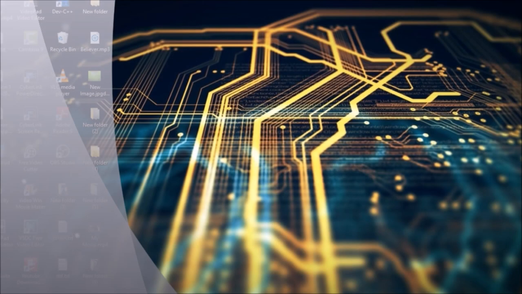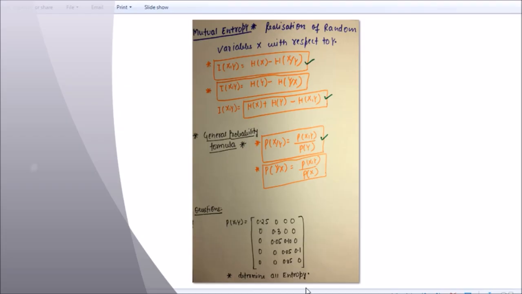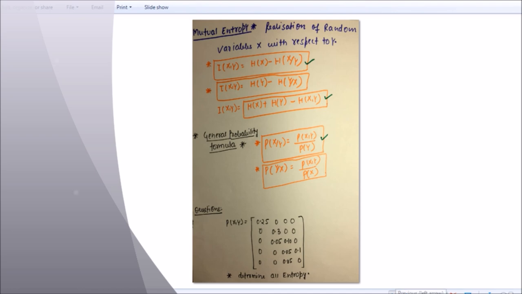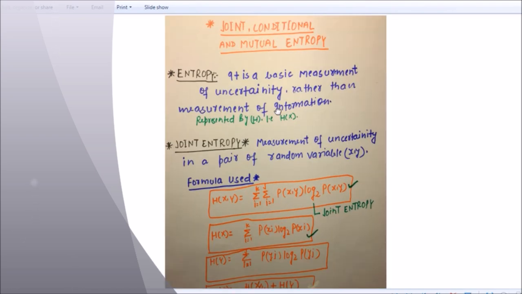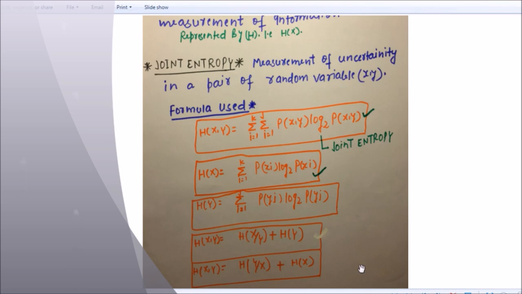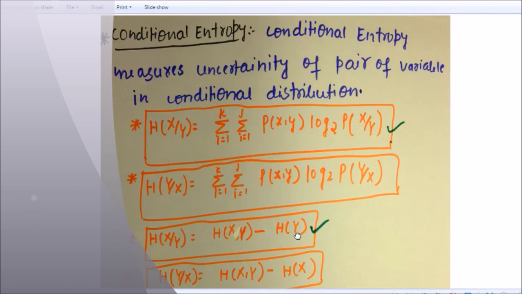Types of entropy and what we mean by entropy, and what are the formulas used in entropy. This topic holds approximately 16 to 18 marks in all the NOST exams, and it is also important in respect of the GATE exam. In the previous lecture I explained all types of entropy and the formulas used in entropy.